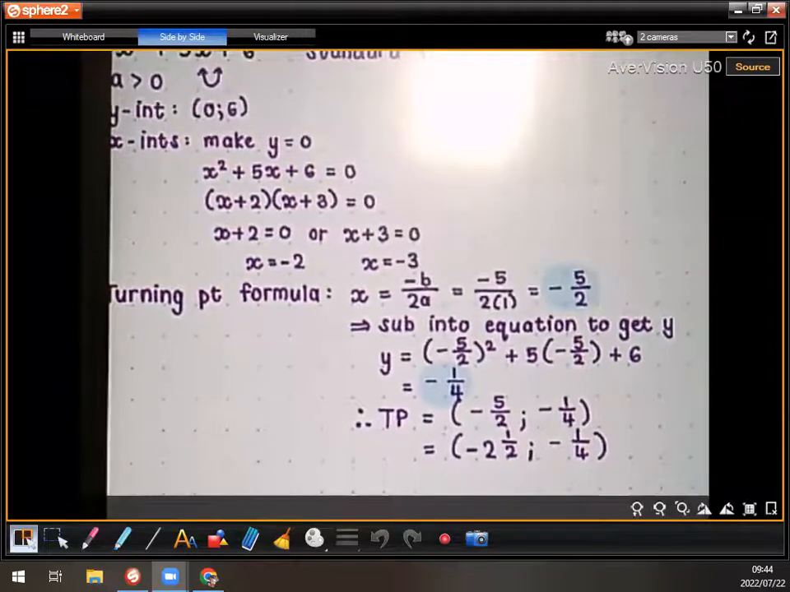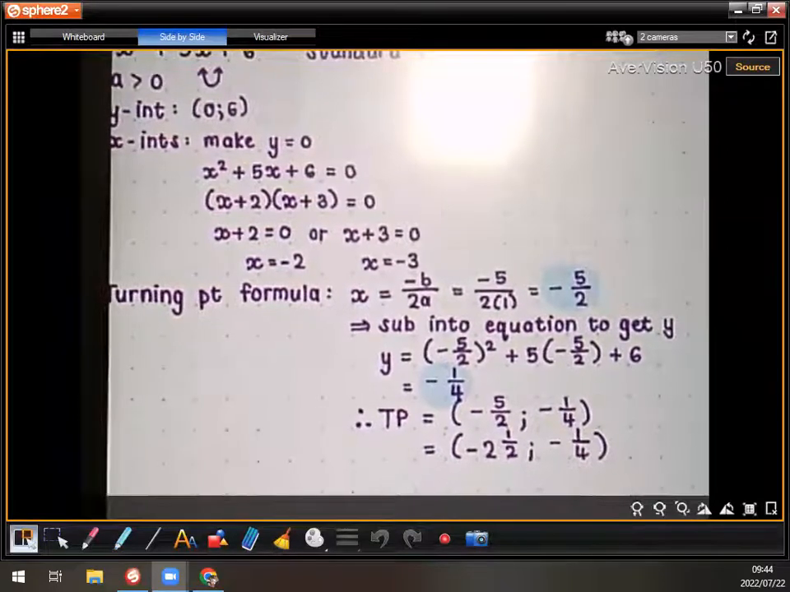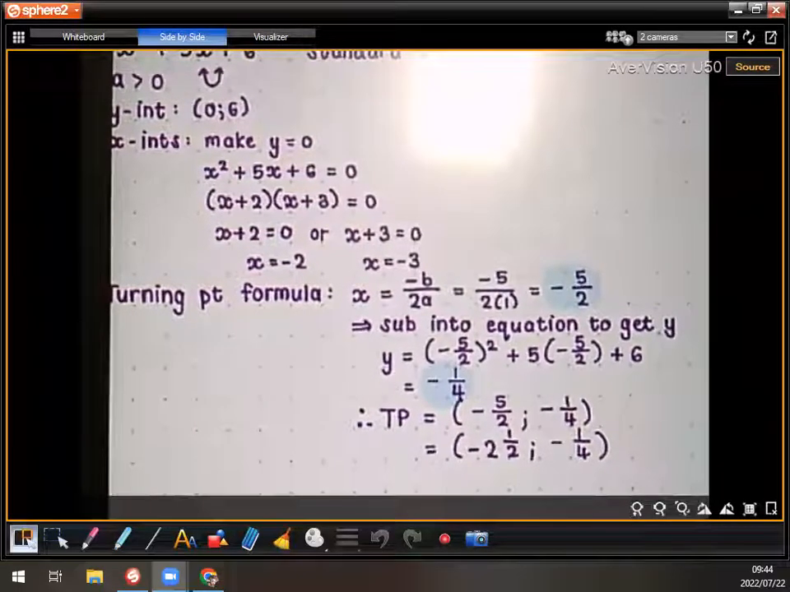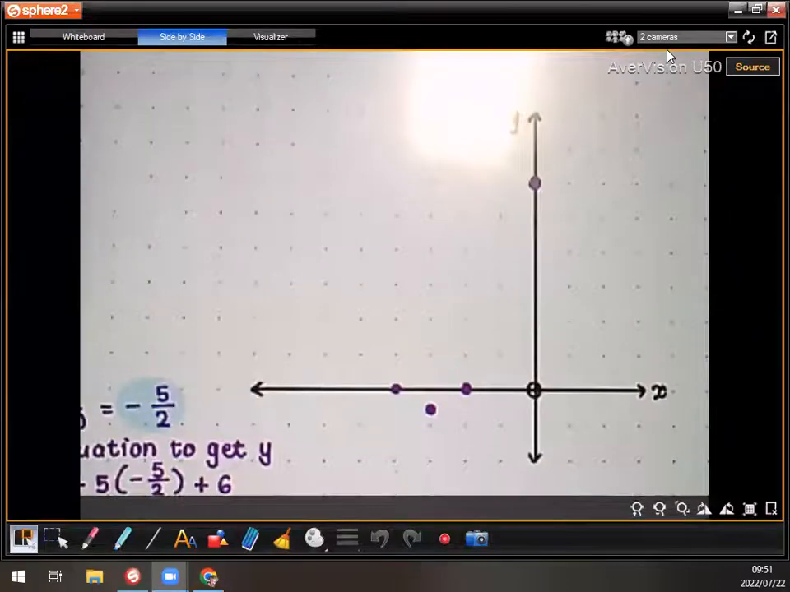You have your 4 points that you must plot. I'm going to run it from here quickly. Okay, so I don't really do mine to an exact scale. That is my y-intercept, right? This would be my turning point, negative 2.5 and negative a quarter. And then there I have my 2 x-intercepts, negative 3 and negative 2.